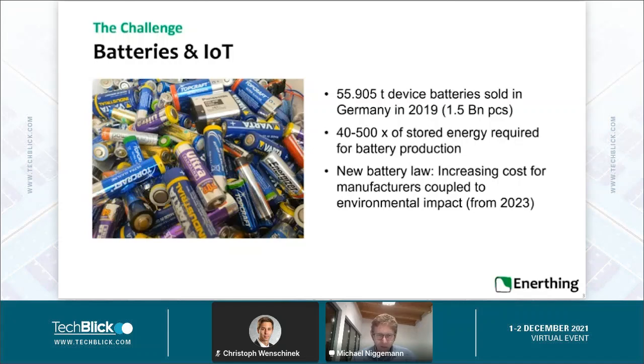If you look at the energy stored in batteries and compare this, it requires 40 to 500 times the energy to produce the battery compared to the energy that's stored in that specific battery. So it's a very inefficient way to power things. There will also be a new battery law coming in Germany in the near future, in 2023, also coupled to the environmental impact. So this is more the environmental view.